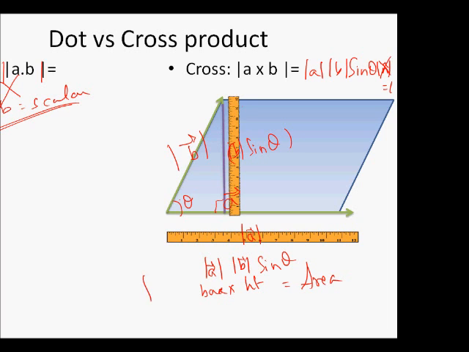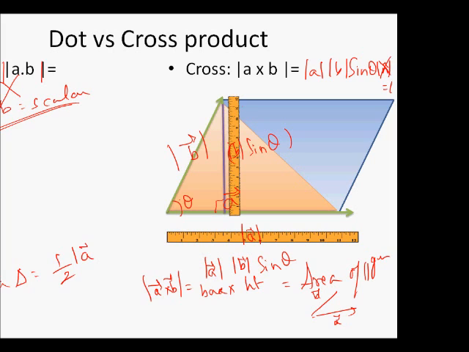Therefore modulus of A cross B gives you the area of the parallelogram whose adjacent sides are A and B. So if you want to find the area of the triangle whose adjacent sides are vector A and vector B, then you will have the area of the triangle to be half of modulus of A cross B. This is again another important formula.